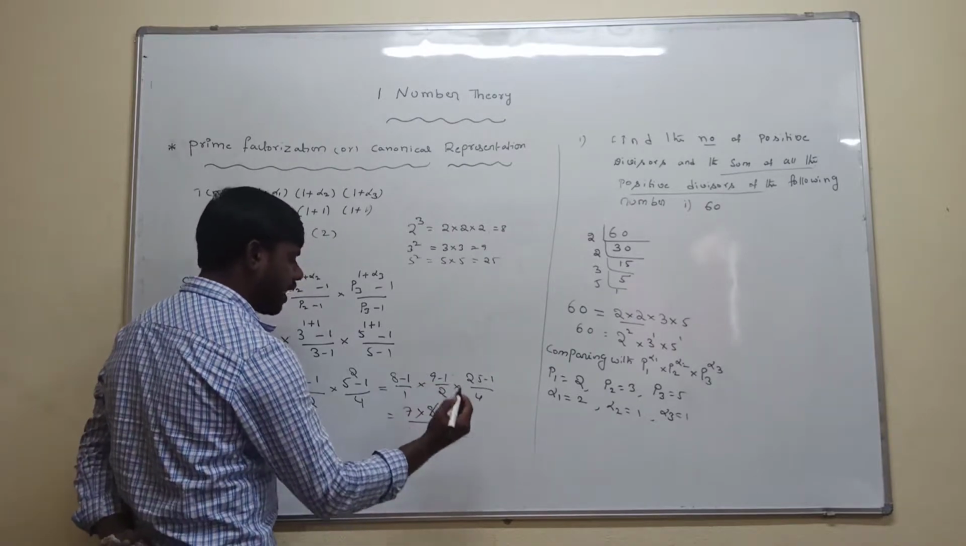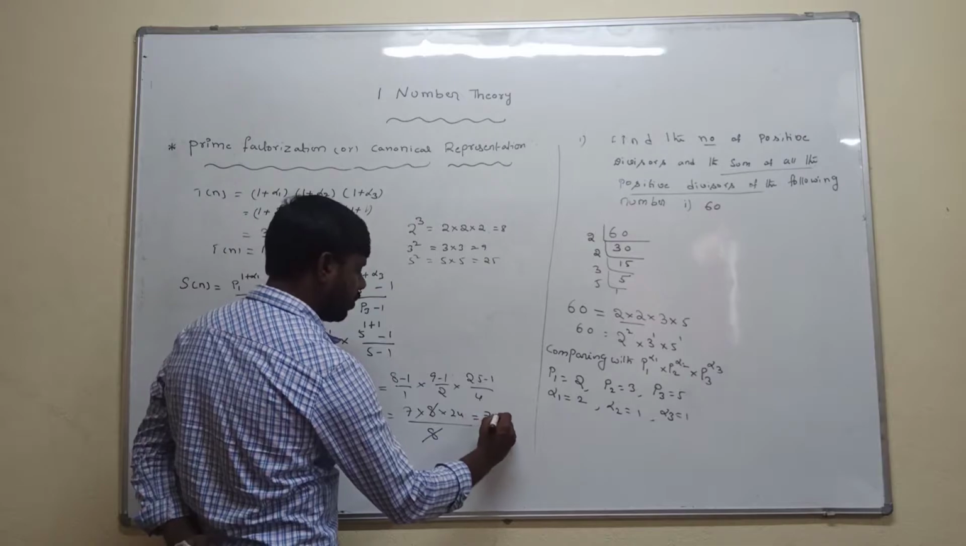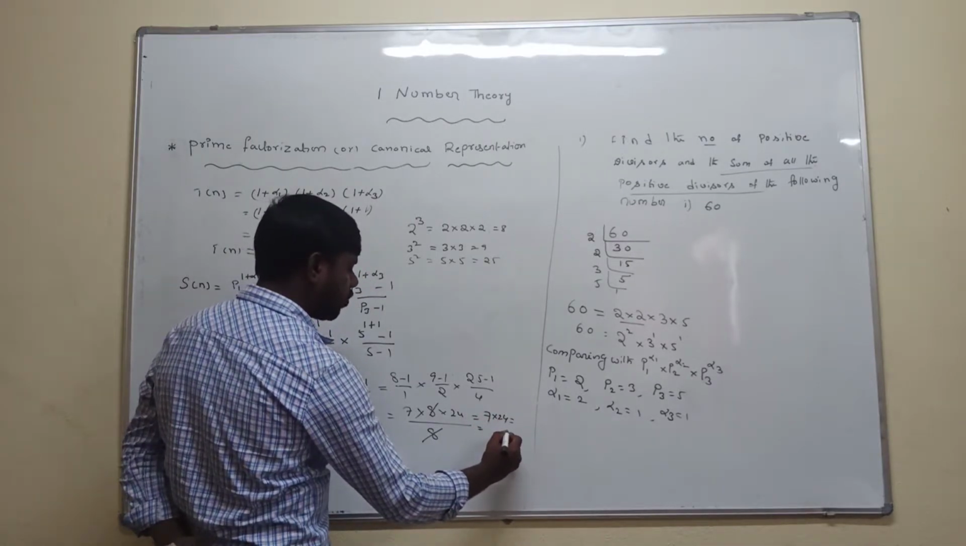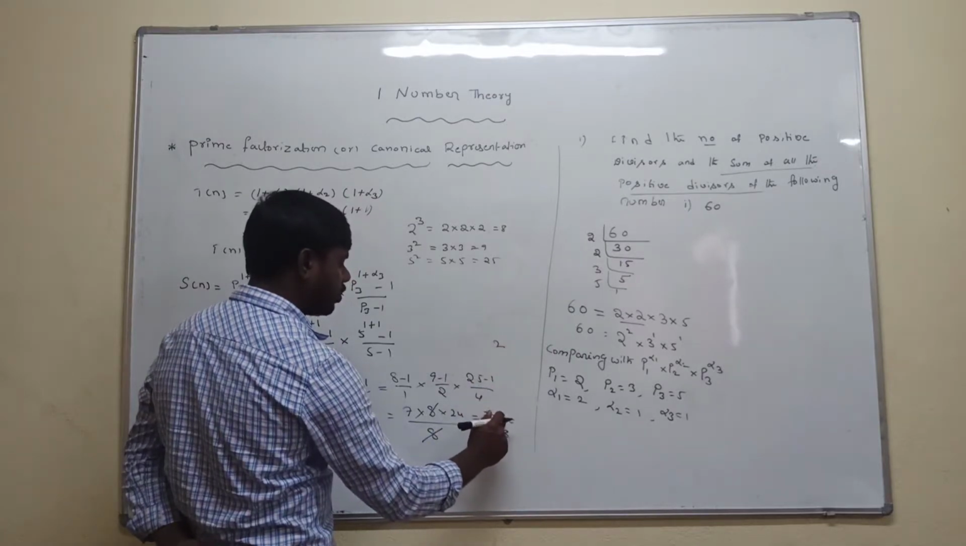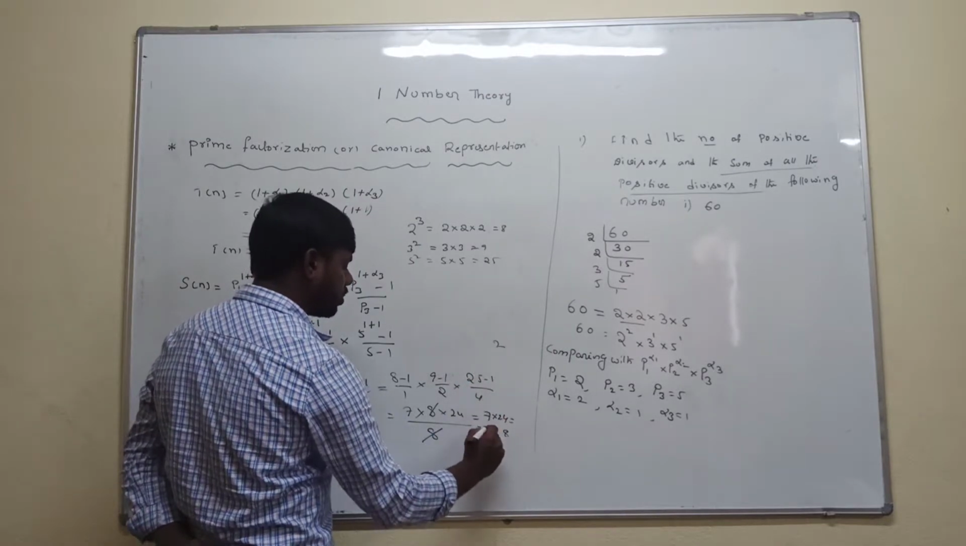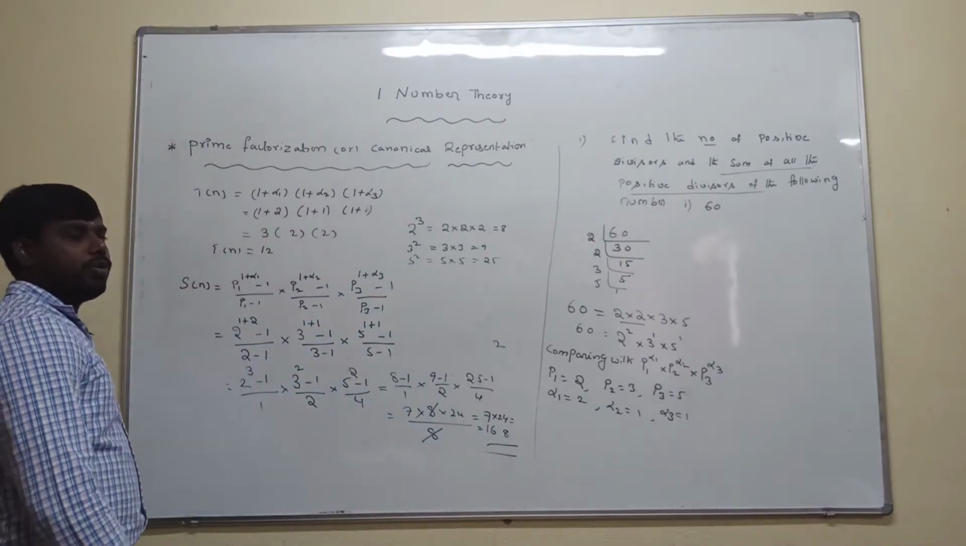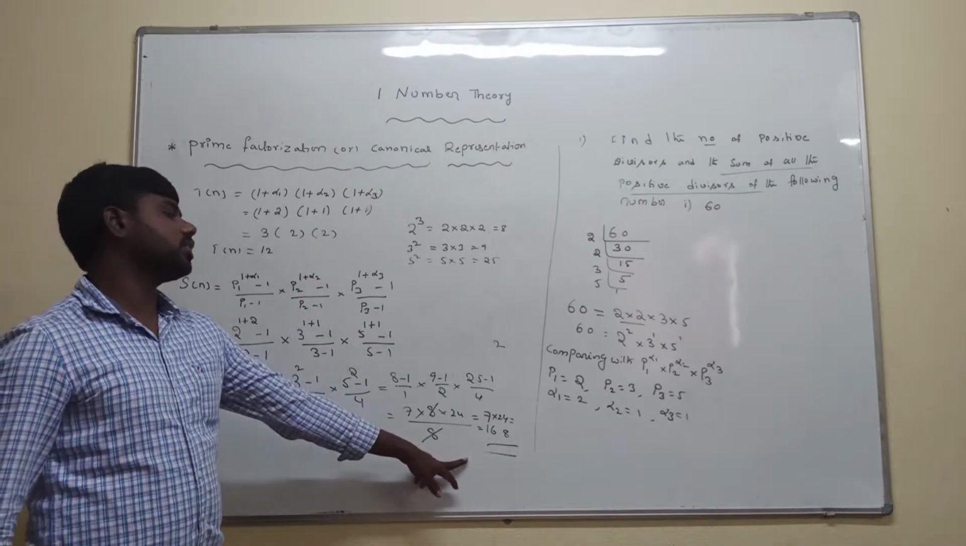Now 8 gets cancelled. Simplify the value 7 into 24. What is 7 into 24? 7 fours are 28. 2 is left. 7 twos are 14. 14 plus 2 is 16. So 168. The sum of all the positive divisors value is 168.